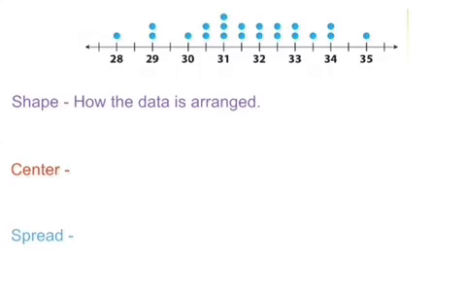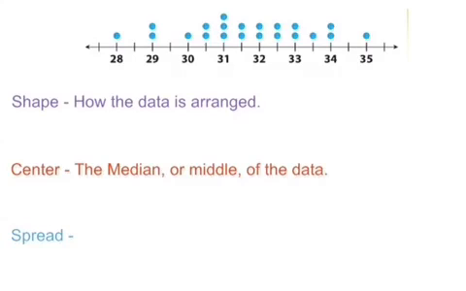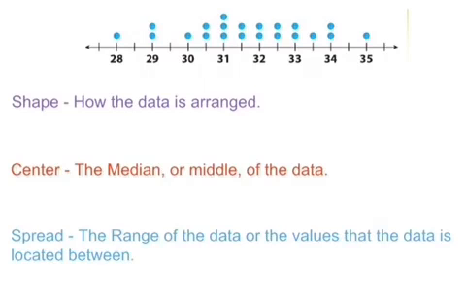Well, shape is how the data is arranged, and we'll do an example in a second, but how the data is arranged in the dot plot. Center would be the median or the middle of the data. Where does the center or the median of the data seem to be in the dot plot, or each of the dot plots if you're comparing them? Spread, finally, is really the range of the data or the values that the data is located between. So we'll look at that real quick. That can be an easier one to find, but you're really looking at the range of your data when you look at spread.